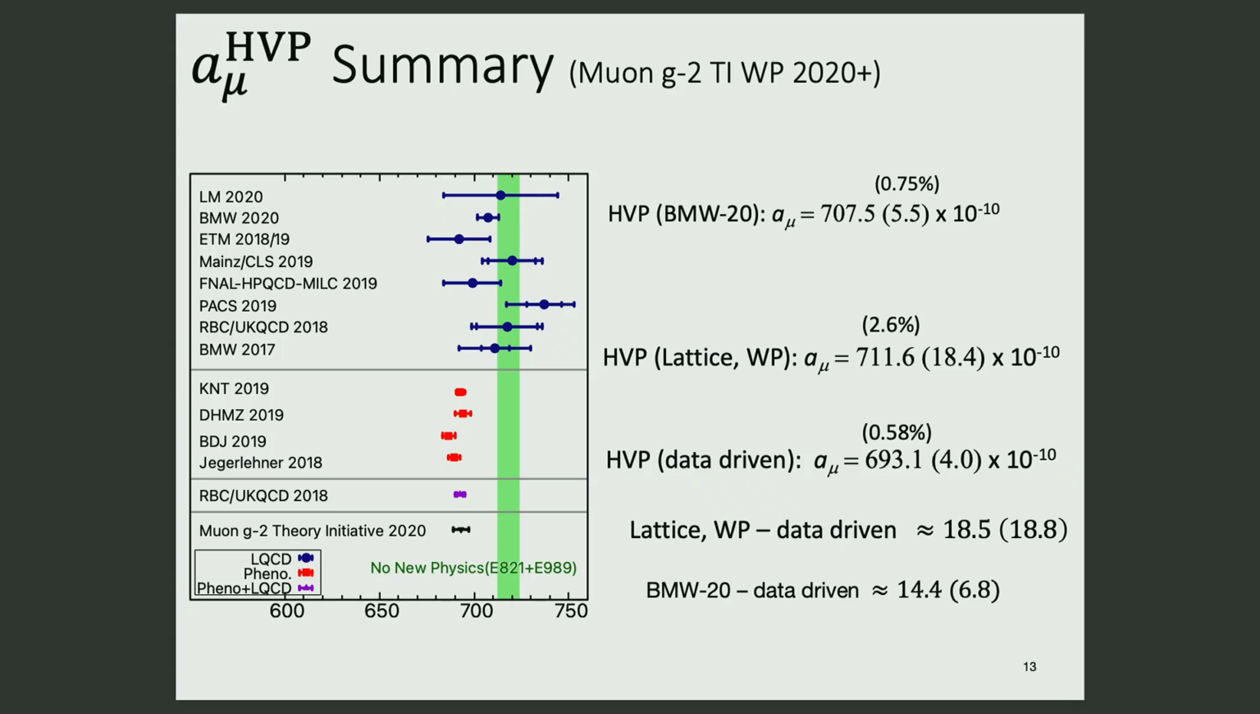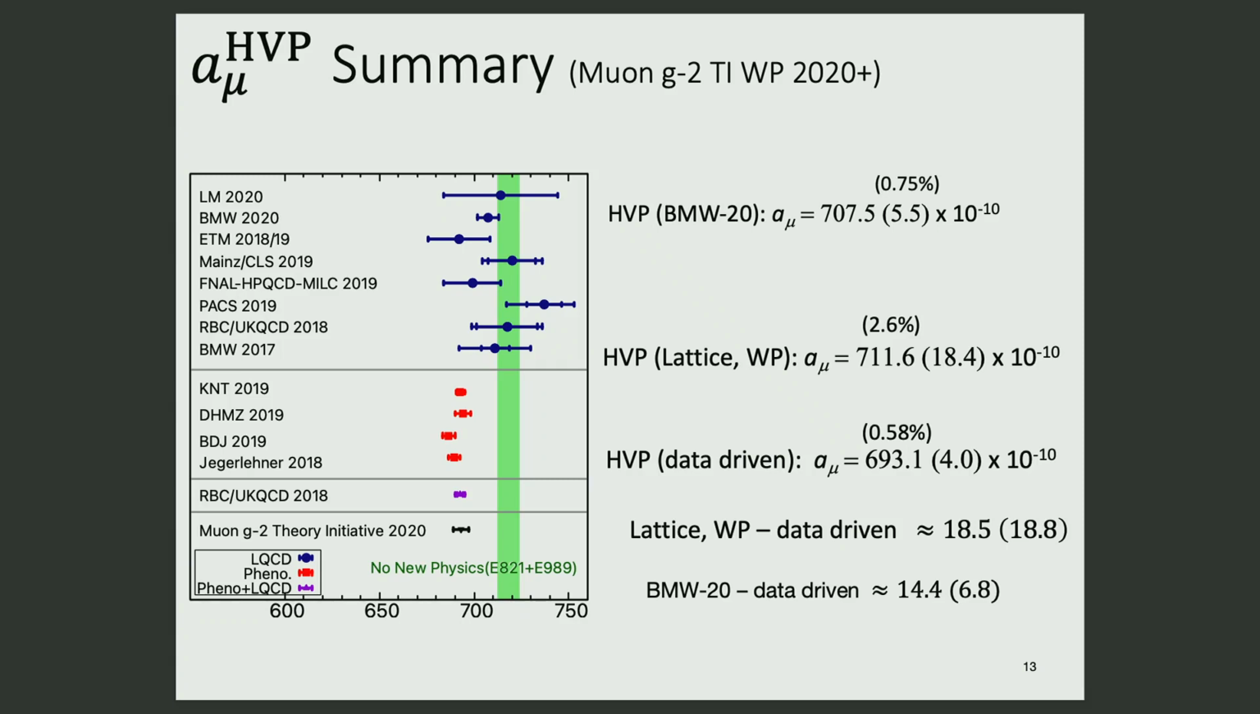If you take the white paper lattice average, which actually was done before BMW's result was published, so their result didn't appear in the average, you get this number, which is a little bit higher with a much bigger error. And here's the data-driven result again, with sub-percent errors. So if you compare lattice average to data-driven, they're basically consistent with a large error. And if you compare BMW to data-driven, they're different by about 2 standard deviations. So they're not really that different.